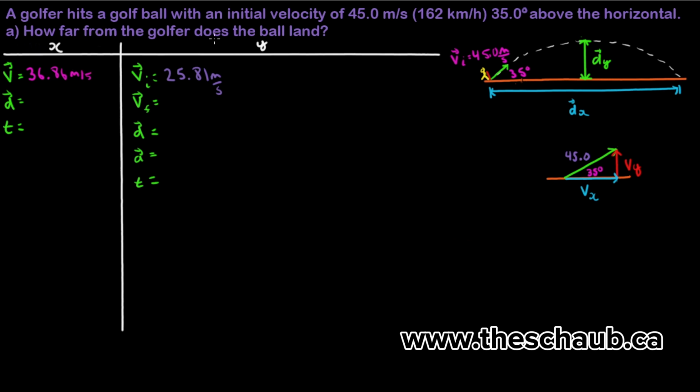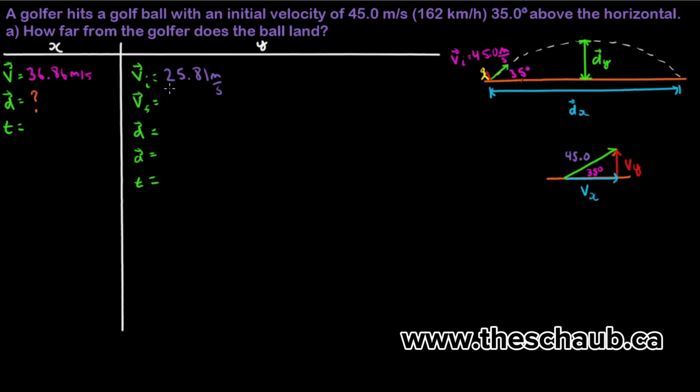So the question is, how far from the golfer does the ball land? So we're looking for our displacement here in the x direction. That's this, our displacement in the x. We can't solve for it directly because we also don't have the time. So we know we're going to have to find time first here in our y component.